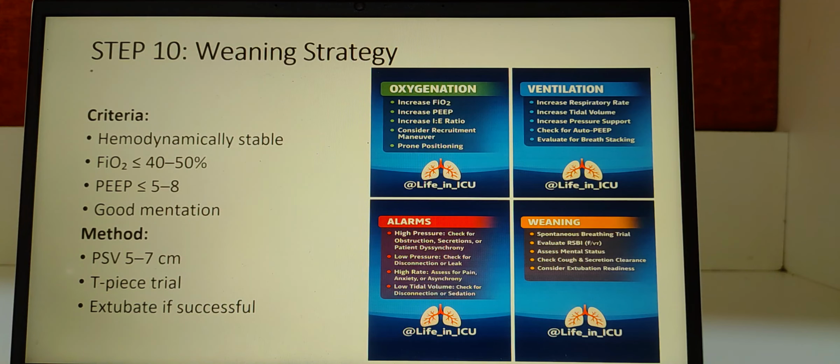If your patient is tolerating pressure support 5 to 7 centimeter of water and is comfortable, hemodynamically stable, and maintaining a good SpO2 on low FiO2, then we can give our patient the T-piece trial. Once your patient is tolerating 30 to 60 minutes of the T-piece trial, we can send our ABG. If the ABG is satisfactory, then we can extubate our patient. So this is all about the ventilator basics.